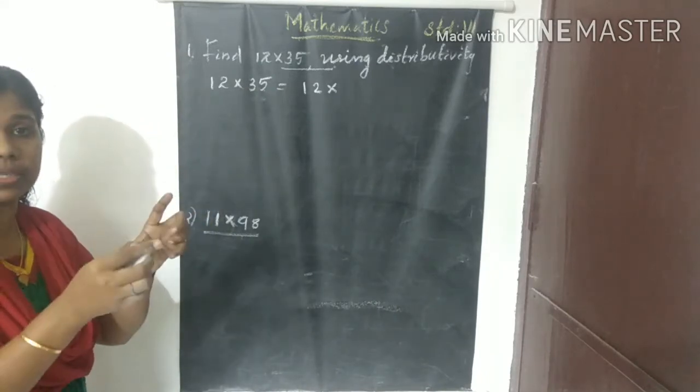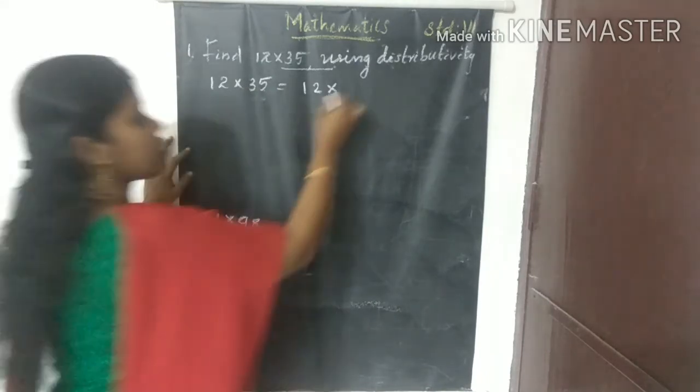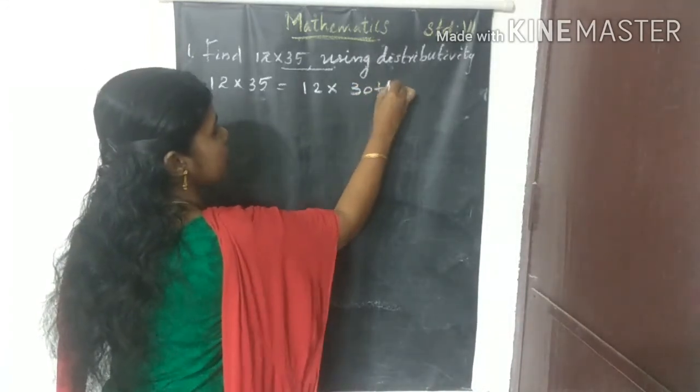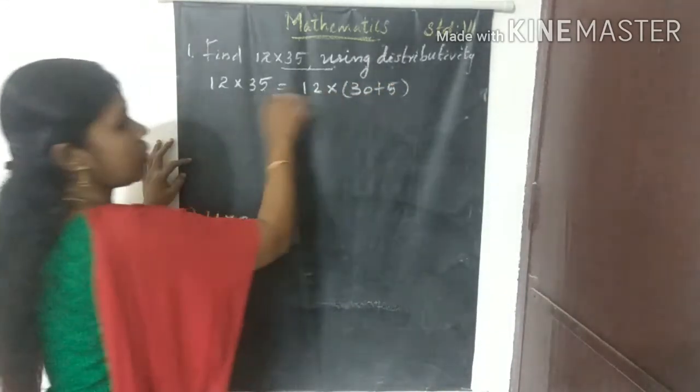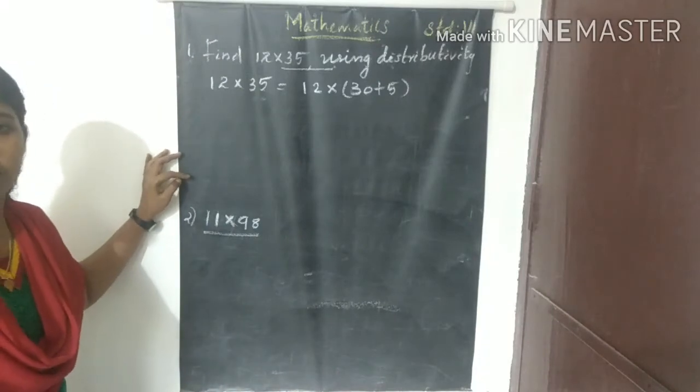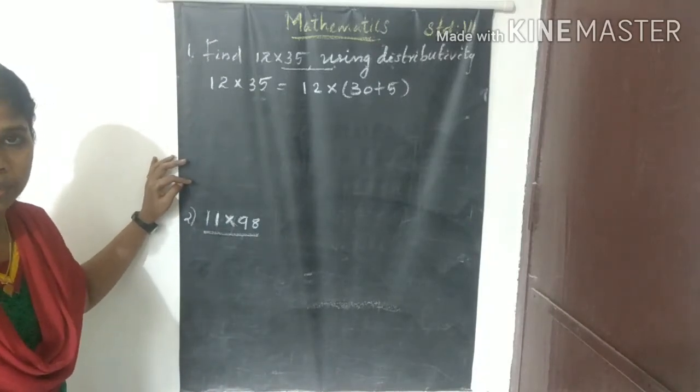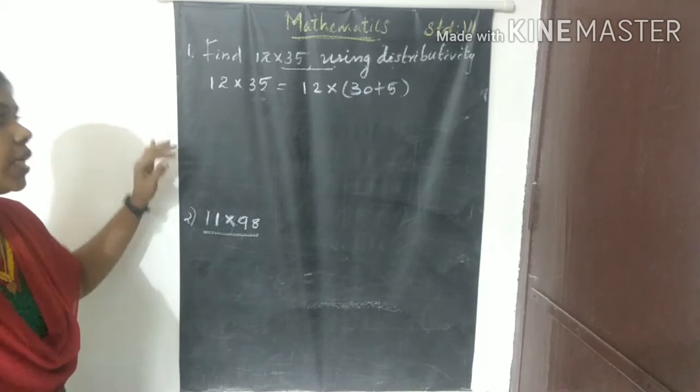That is 3 tens plus 5. So it can be written as 30 plus 5. 35 is written as 30 plus 5. Okay, any doubt? No. Yes.